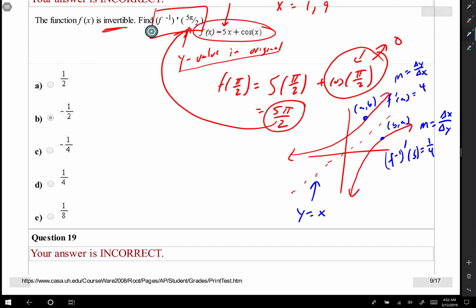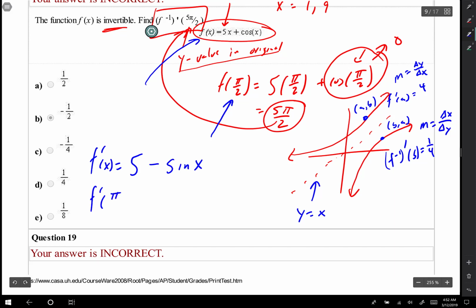So what does it mean in terms of calculus, in terms of this problem? That means I'm going to find the derivative of this function, and I'm going to plug in a pi over 2, and whatever output I get, I'm just going to take the reciprocal. So here we go. F prime of x is equal to 5, and the derivative of cosine is a negative sign, so minus sine x. Now I'm going to plug in a pi over 2. F prime of pi over 2 equals 5 minus sine of pi over 2, which is 1, so I get a 4. Oh, that's by pure coincidence, guys. Maybe these answer choices influence me. All right, so since I have a slope of 4, that means my inverse slope must be 1/4. And that's it.